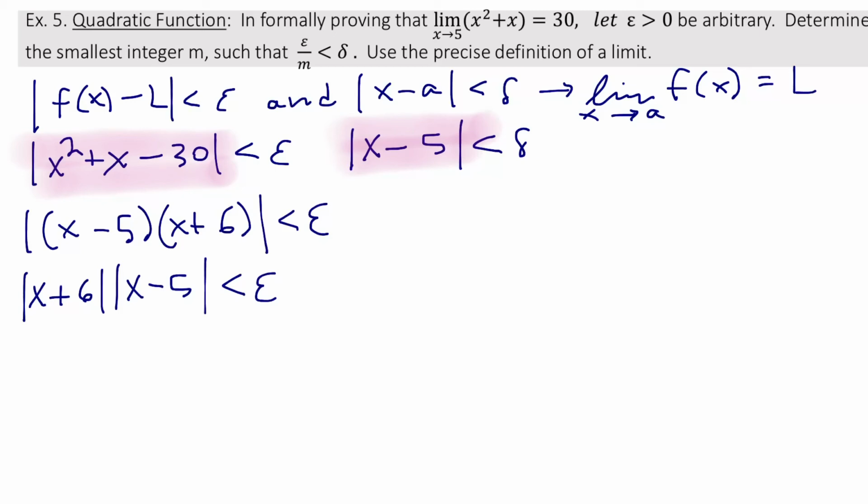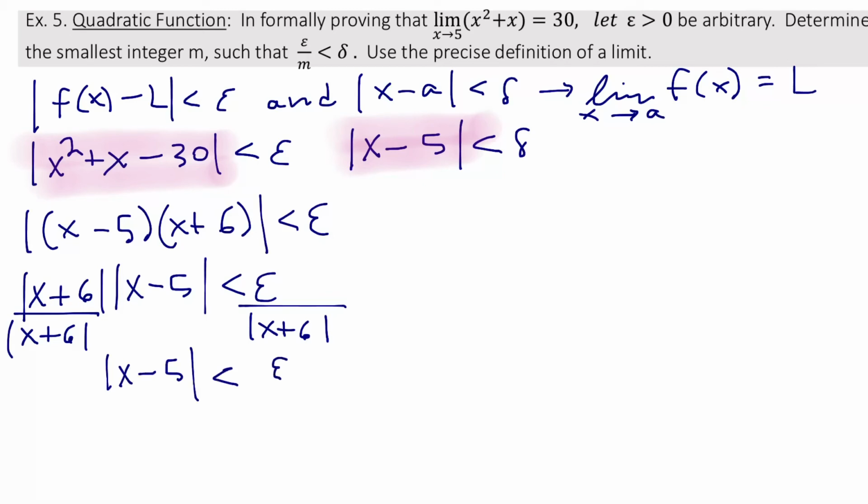Okay, so now we've got the x minus 5. Let's put this x plus 6 over here, and then we've got the absolute value of x minus 5 is less than epsilon over the absolute value of x plus 6. So now we've got that absolute value of x minus 5. Now if I look at the right-hand side, I want to be able to make something out of those green things that resembles this part up here, which is the statement I'm looking for. So I have to figure out what that m integer is. We want that integer m.